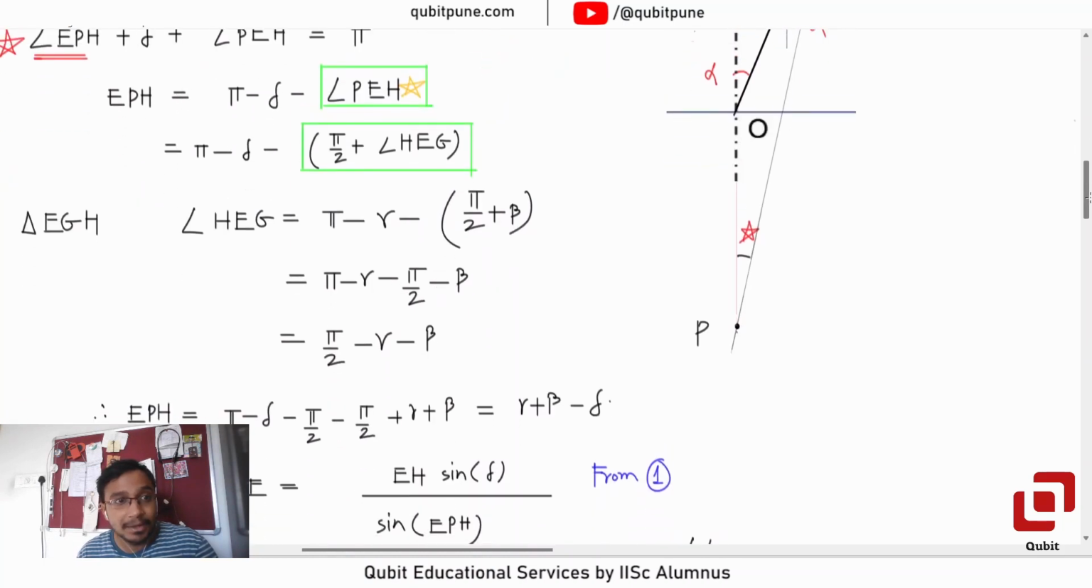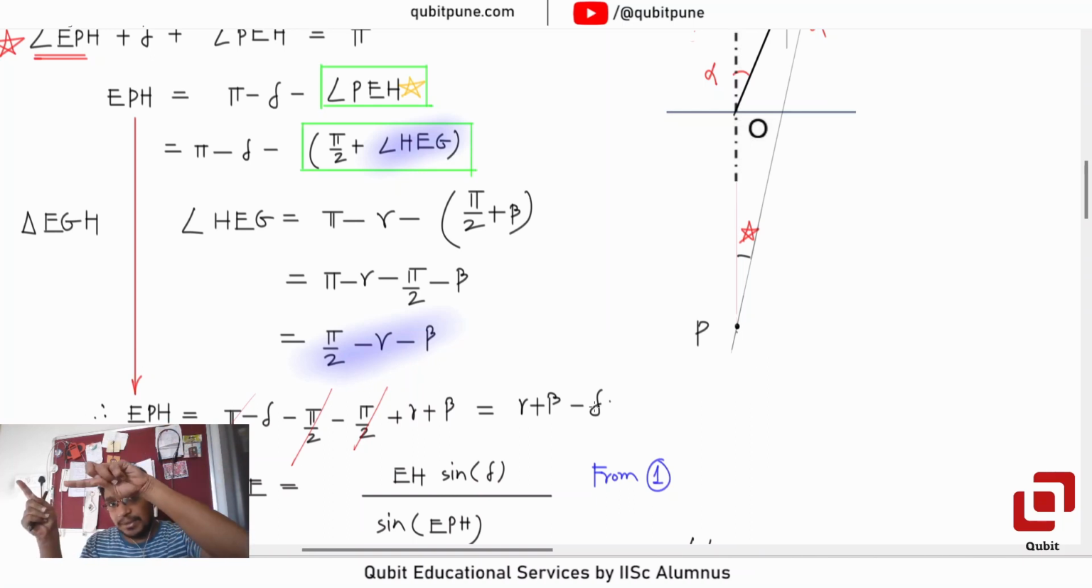And now we can go finally back to EPH, which was pi minus delta minus that angle, pi by 2 plus HEG. HEG has now been obtained, so we can happily substitute it there. Pi will get cancelled, pi by 2 minus pi by 2 will get cancelled, and finally we will get EPH as gamma plus beta minus delta. All this is possible only because we approximated sine as that angle and cos as 1. Okay, next part.